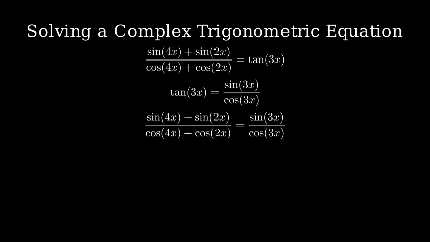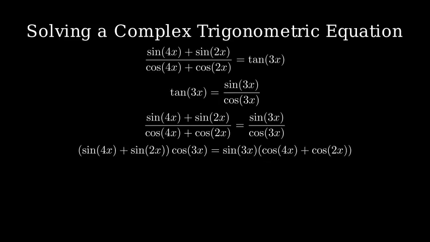Now, let's cross multiply to clear the fractions. This gives you the sine of 4x plus sine of 2x times cosine of 3x equals sine of 3x times the quantity cosine of 4x plus cosine of 2x. Let's distribute on both sides.